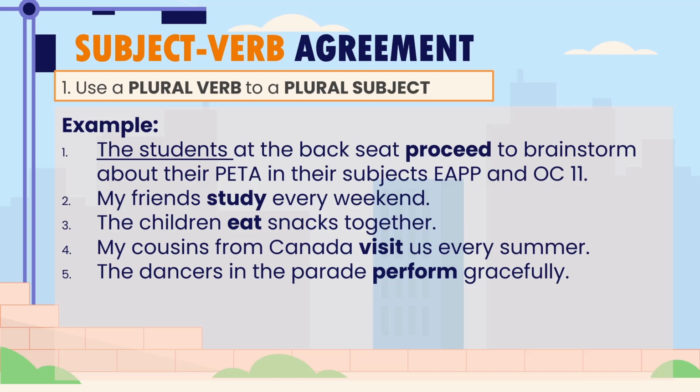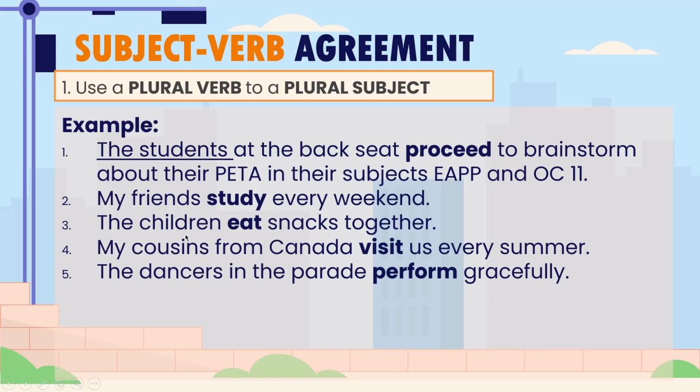And I'm sure you're already aware and familiar with this. Next, "My friends study every weekend." Our subject here is my friends, and our verb is study. "The children eat snacks together." Again, our focus here is our subject and our verb. The children is our subject and our verb is eat. Since children is plural, it is a plural subject.